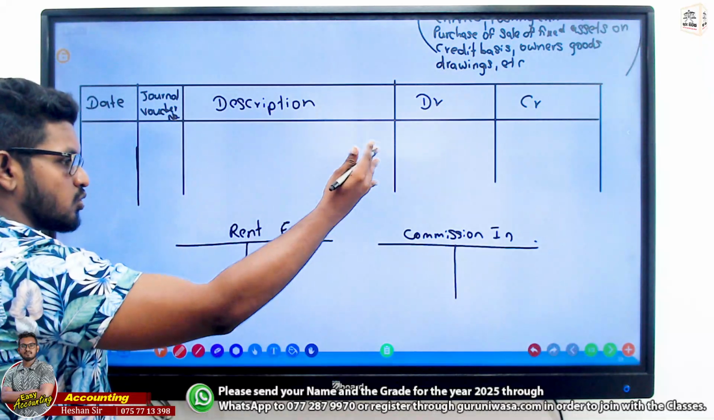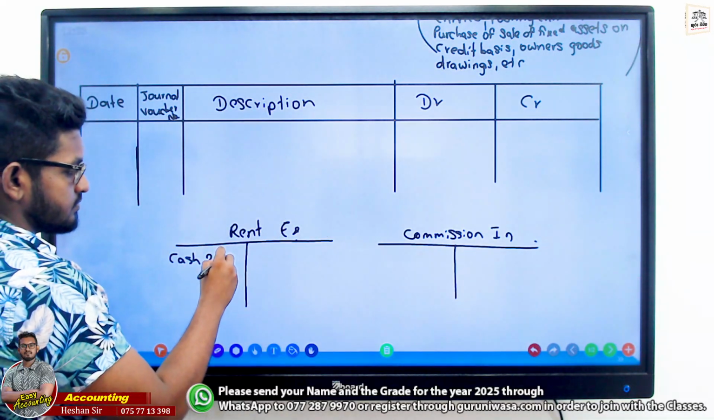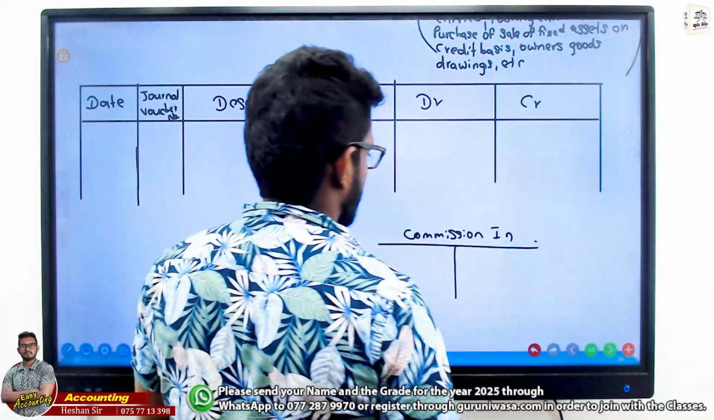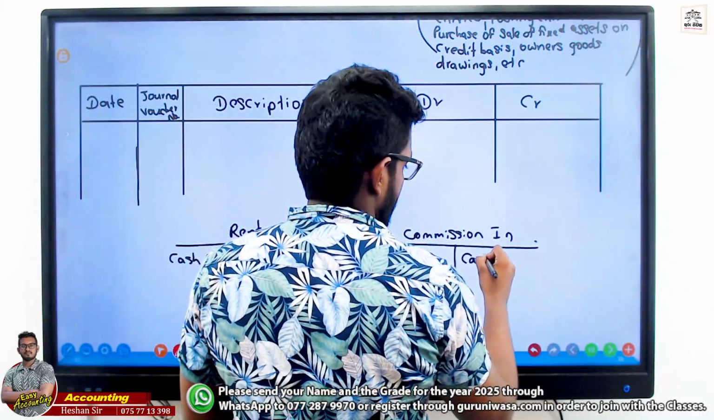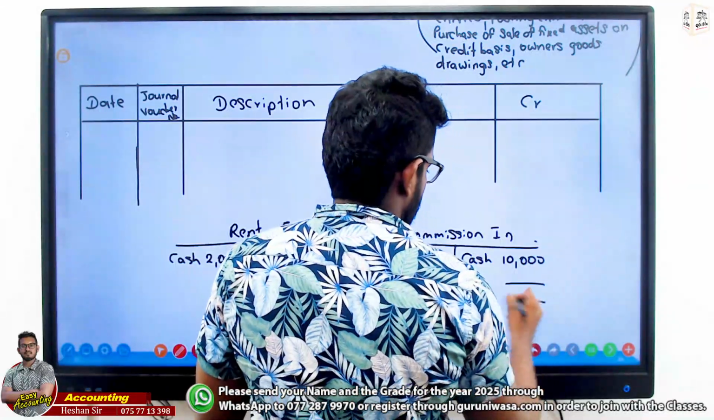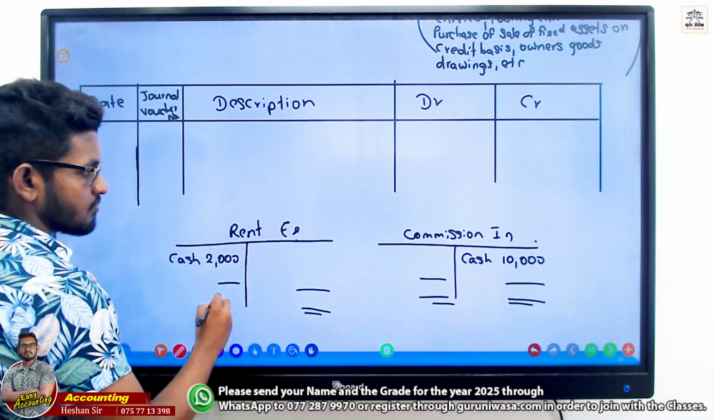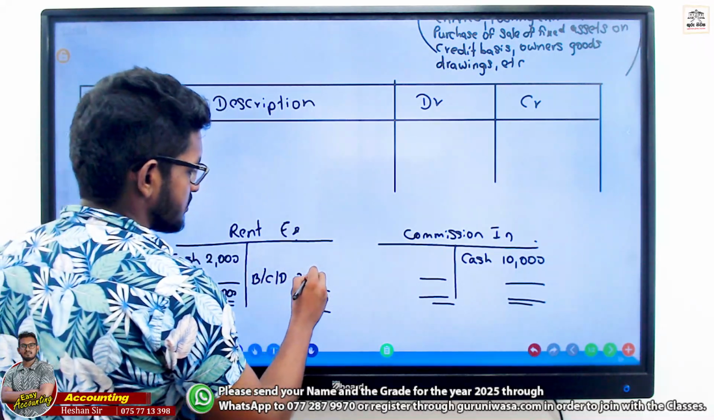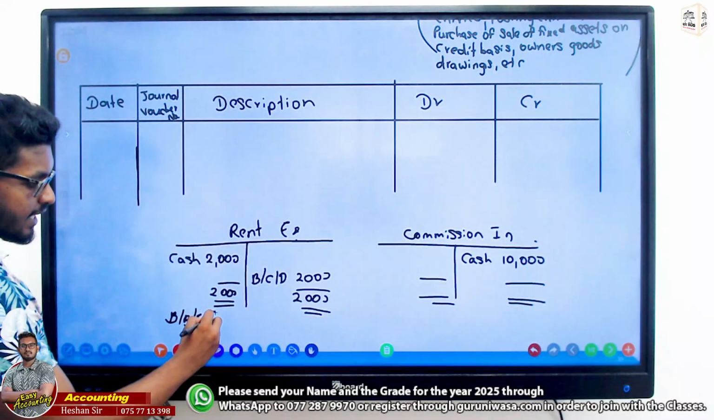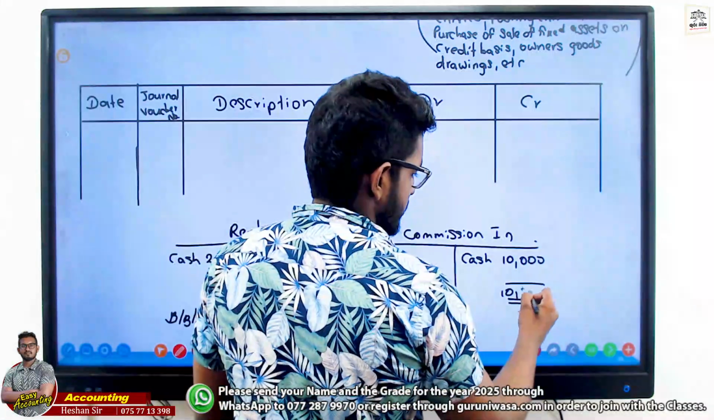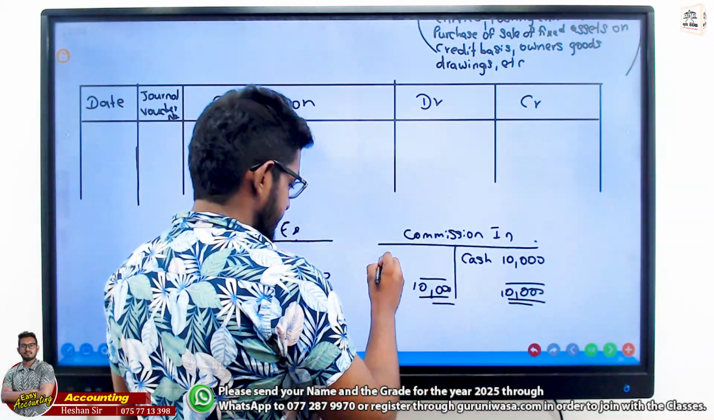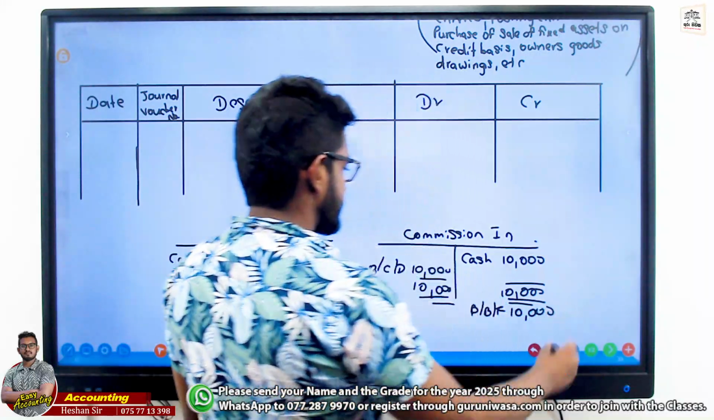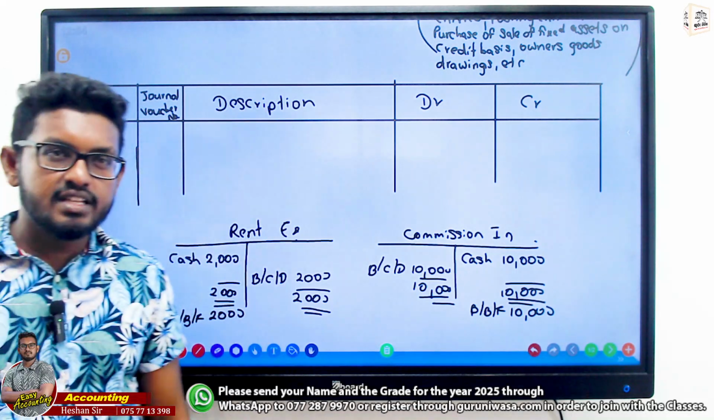rent expense account: cash control account credit, rent expense account debit 2000. Commission income account: first we record in the cash receipt journal, under the cash control account debit side. So cash control account debit, commission income account credit, right? So I can balance this. 2000, 2000, BCD 2000, BBF 2000. Can you hear me, guys? Send me a thumbs up. In here, 10,000, 10,000. BCD 10,000 debit side, BBF credit side 10,000. Like this. Now, expense account BBF debit side like 2000.